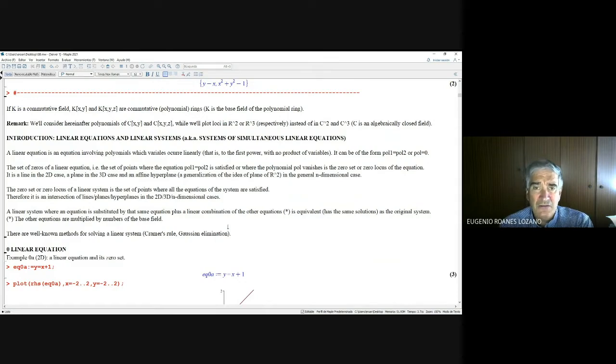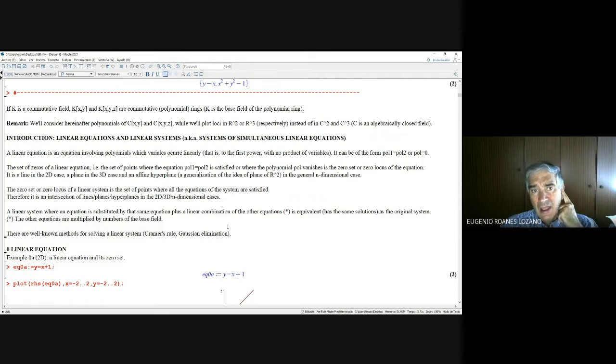We'll try to give very little explanation and detail of the mathematical background, but we need some words and some definitions. Here, K is the base field of the polynomial ring, and there's a problem that we can only draw in R2 or R3, and really, for many of these procedures, what is needed is that the base field is algebraically closed. That is, we should plot in C2, C3, but we can't do that.